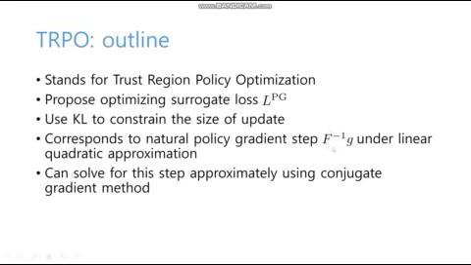Since calculating this quantity, F inverse, is computationally expensive, we're going to use an approximate algorithm, which is called conjugate gradient method.